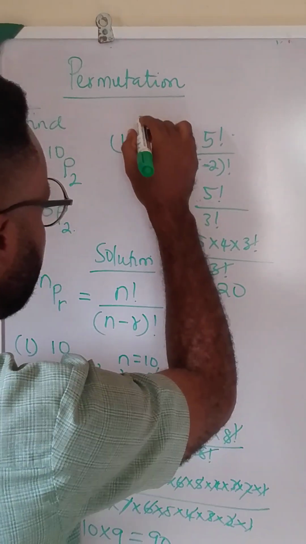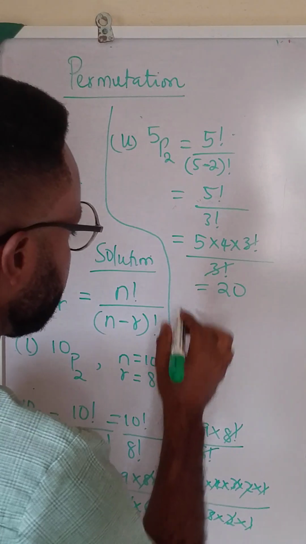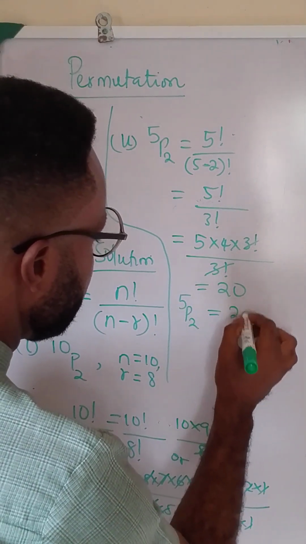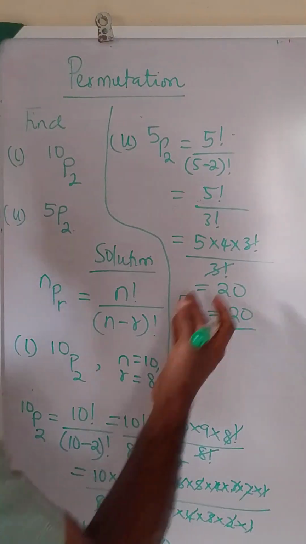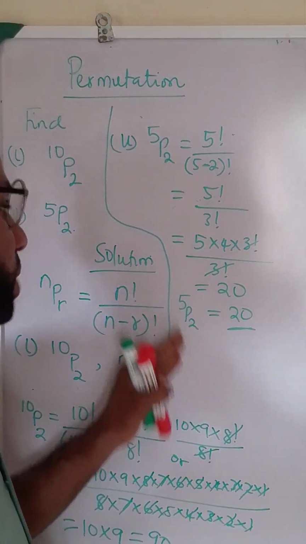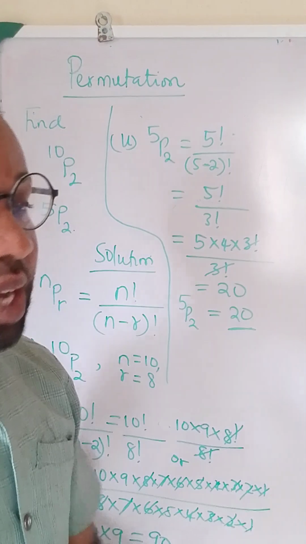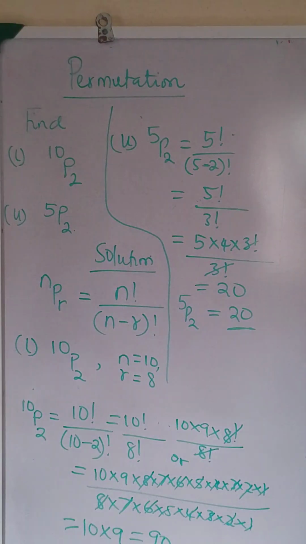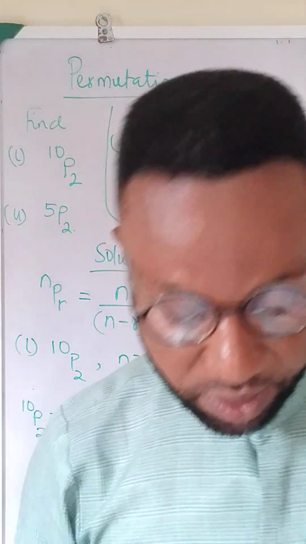So now what we have here is that 5 permutation 2 is equal to 20. What this implies is that this permutation can be arranged in 20 ways, while the other one can be arranged in 90 ways.